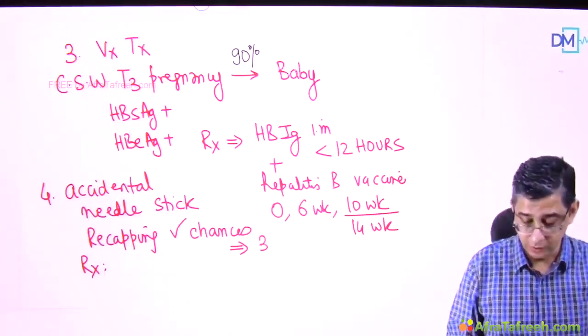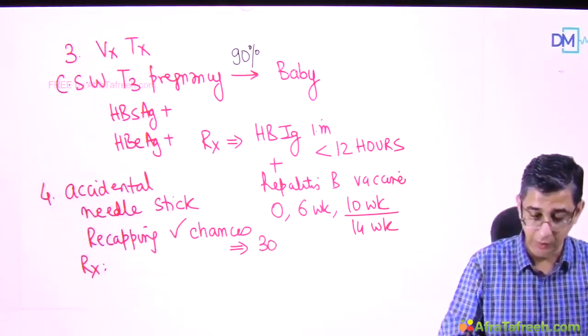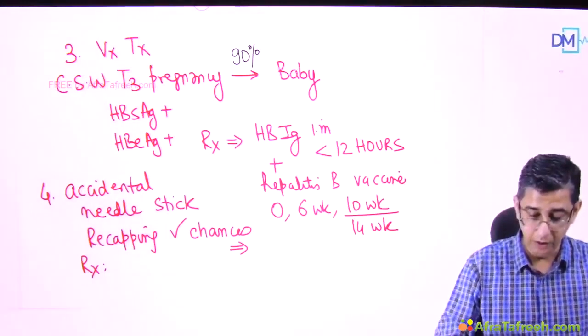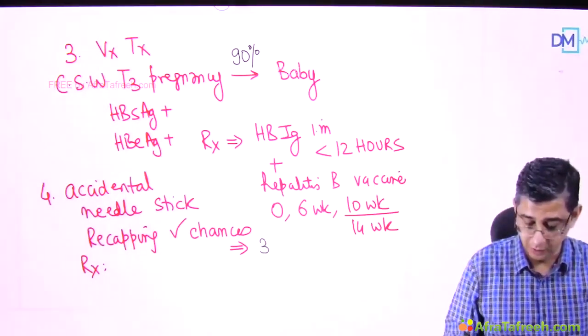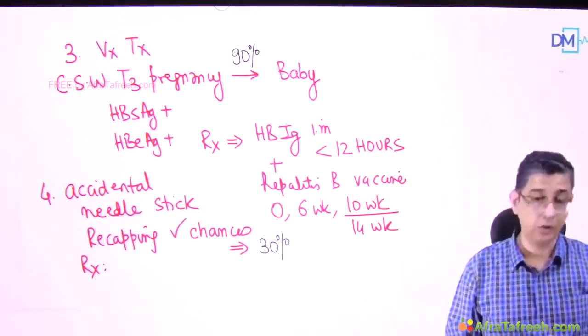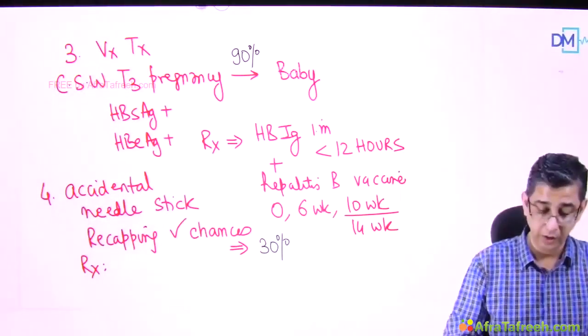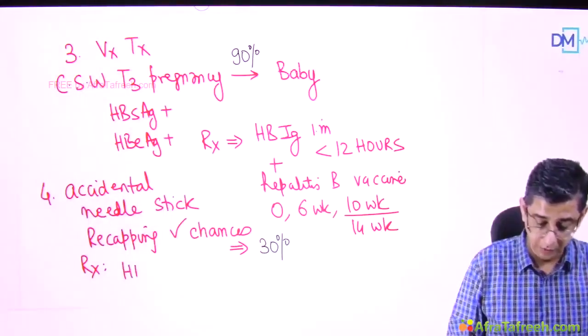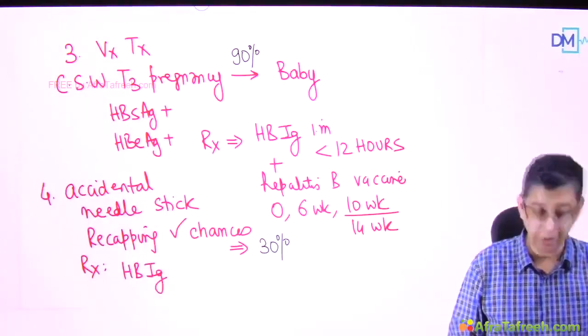The chances of transmission of hepatitis B is a huge 30%. Unlike HIV, where the chances of transmission are a mere 0.3%, here the chances of transmission are a huge 30%. So we need to be careful. Therefore, the guidelines are that the doctor should be given hepatitis B immunoglobulin immediately.